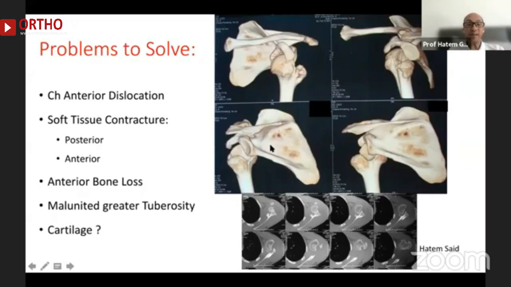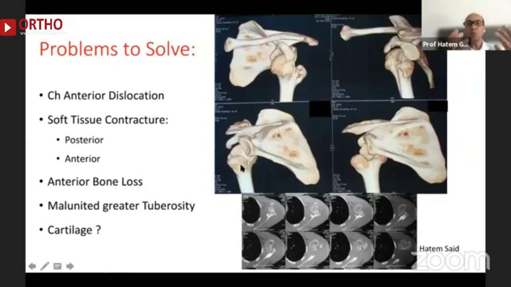Then we have the malunited greater tuberosity, and that was a new element for me, that the tuberosity actually had broken. So this previously was a fracture dislocation of the humeral head, and then the greater tuberosity malunited. So that added more to the problem, and that was the bilateral. So you had bilateral fracture dislocations of the shoulder.